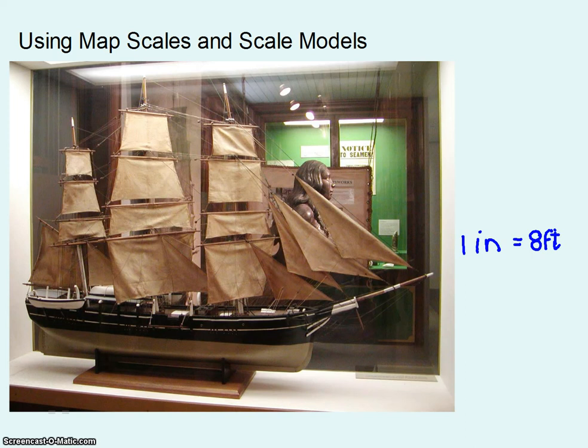So if this boat, for instance, on the model has a height of 1 inch, then the boat in real life has a height of 8 feet. Or if you look at this piece right here, I believe it's called a yard arm. If that on the model is, say, 9 inches, then the yard arm in real life would be 72 feet, or 9 times as long. So the scale simply tells you how the size of something on the model relates to the size of the same thing in real life.